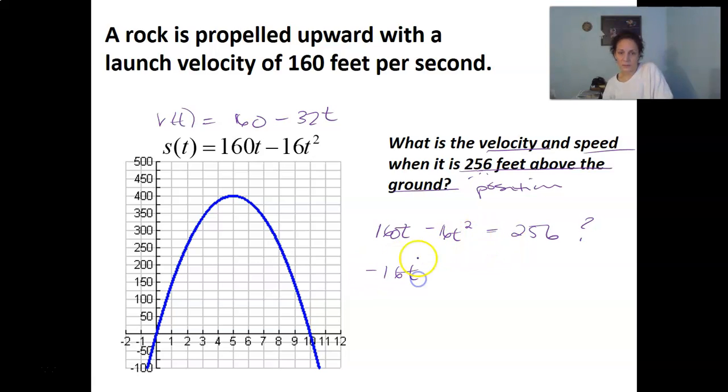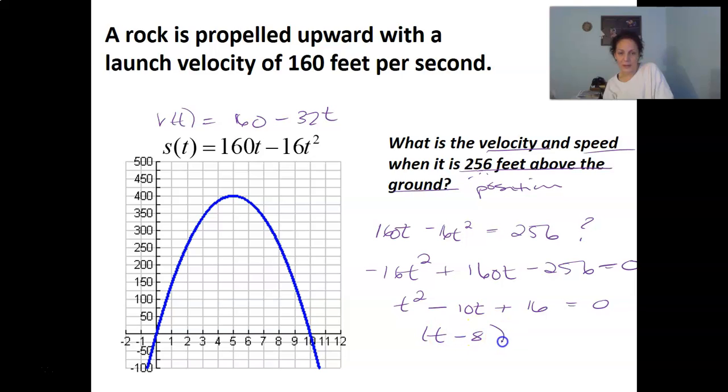Let's do this. Negative 16t squared plus 160t minus 256. And then I'm going to divide everything through by negative 16, so I'll just have a nice neat t squared right here. And then this will be a minus 10t and a plus 16. And I believe then that this should be factorable to t minus 8 and t minus 2, which would give you a positive 16 here and a minus 10 in the middle.